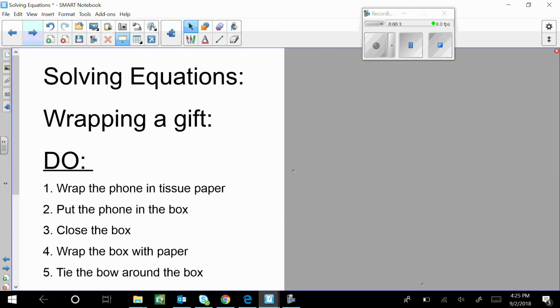If I'm going to wrap a brand new iPhone X, first thing I need to do is wrap it in tissue paper. Then I'm going to put the phone in a box, close the box, wrap the box with paper, and then tie the bow around the box.